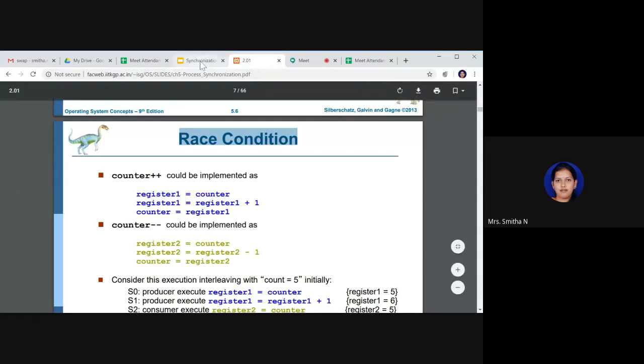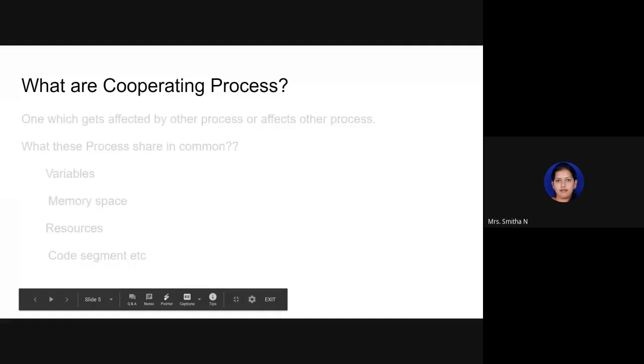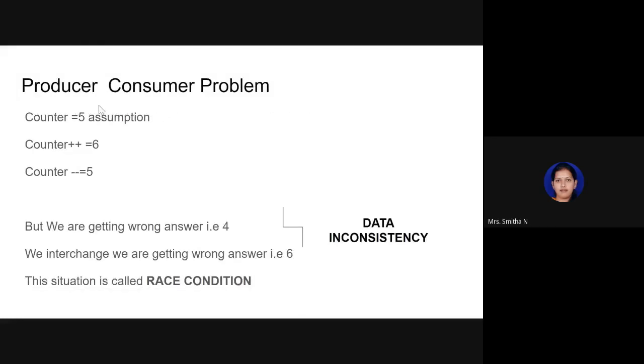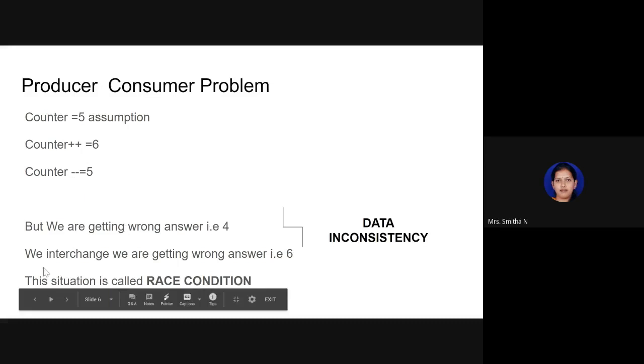What race condition is all about, I'll show in this slide. So I gave you a background description about producer consumer, where the producer produces and the consumer consumes from the buffer. Counter is assumed as 5, and we did plus plus with those register steps. It should be 6. When you do counter minus minus, it should be 5. But ultimately, we are getting a wrong answer, that is 4. And if we interchange also, we are getting 6 but not 5. That situation is called race condition.